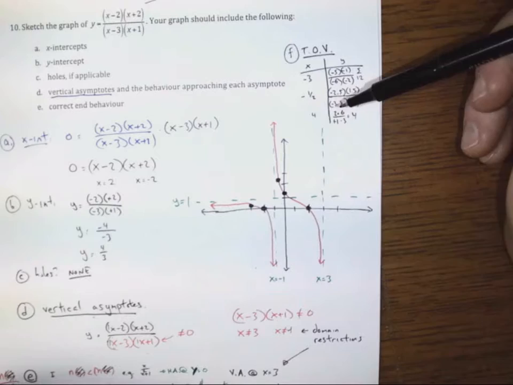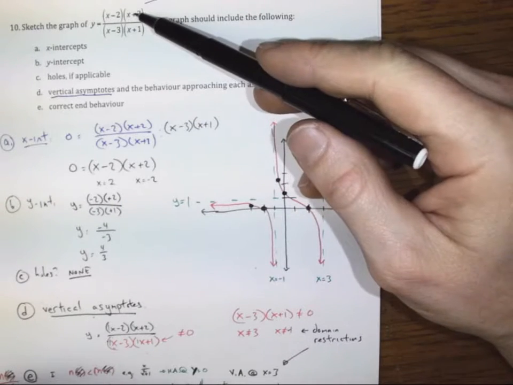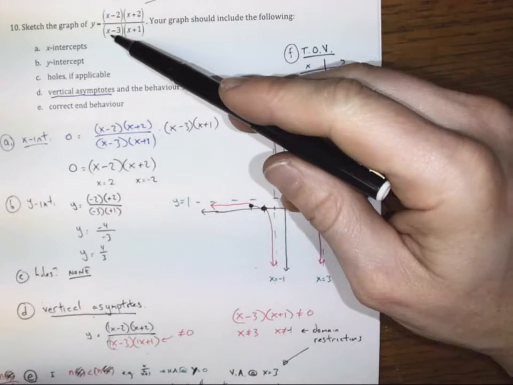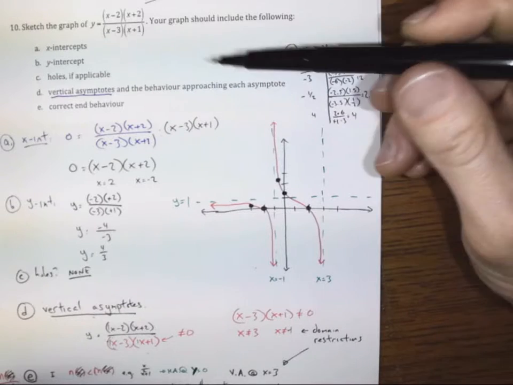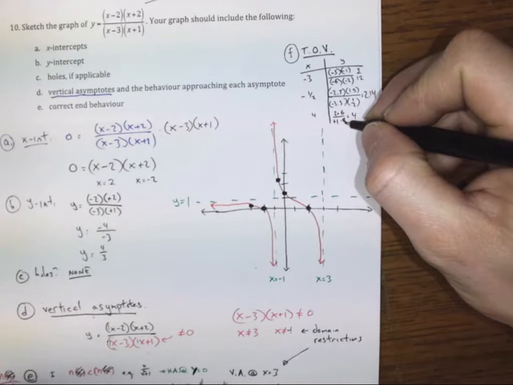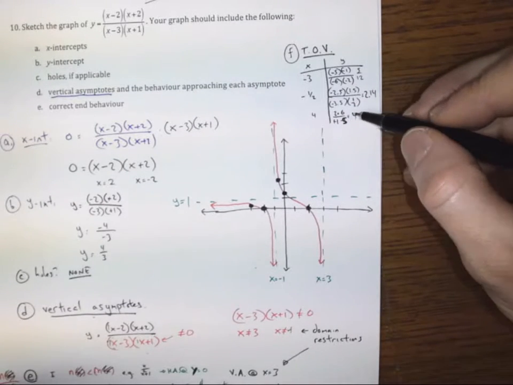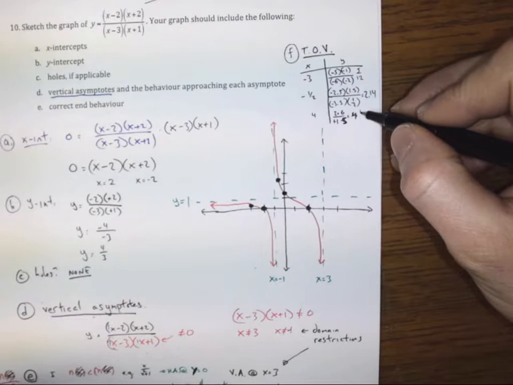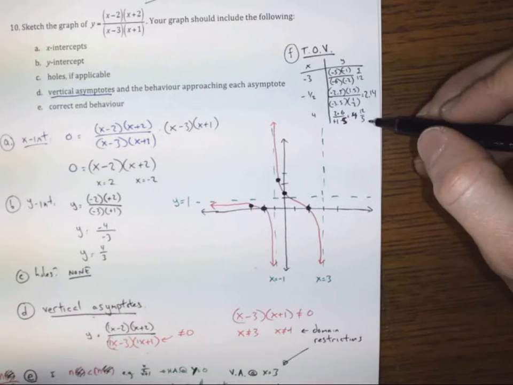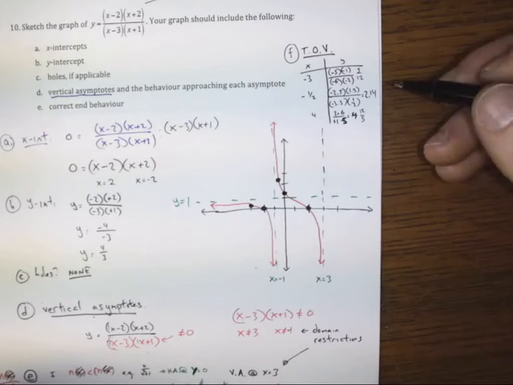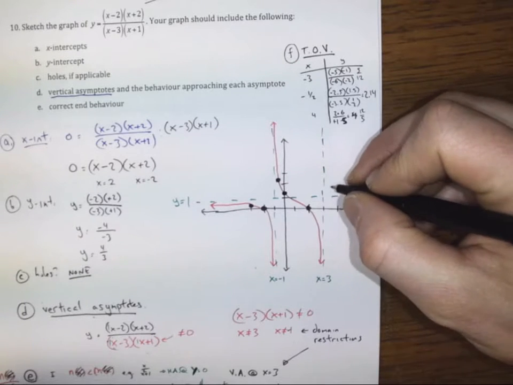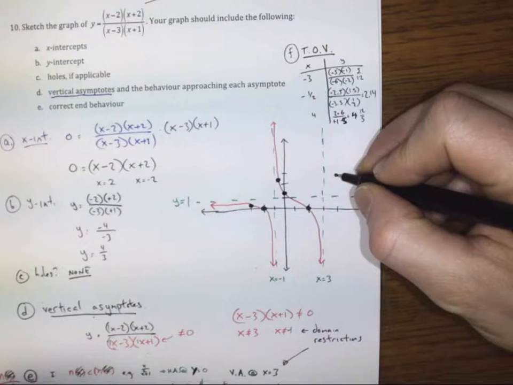4 minus 2 is 2. Correct. 4 plus 2 is 6. Okay. 4 minus 3 is 1. And 4 plus 1 is 5. Right. There we go. Okay. So now we're going to get 12 over 5. Which is, okay, a little bit better. It's like 2 and then a little bit more. It's like 2.4. All right, so I'm going to put a point here at 2.4.